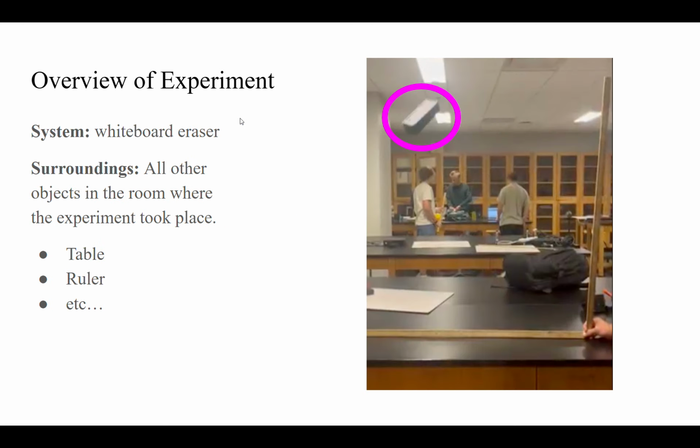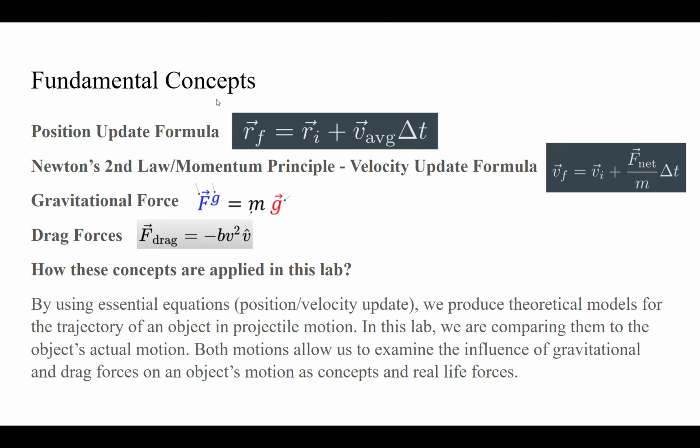So for this experiment, the system is the whiteboard eraser and the surroundings is all other objects in the room where the experiment took place, including the table, ruler, and etc. The fundamental concepts used in this lab include the position update formula, the momentum principle, which leads to the velocity update formula, gravitational force, and drag forces.